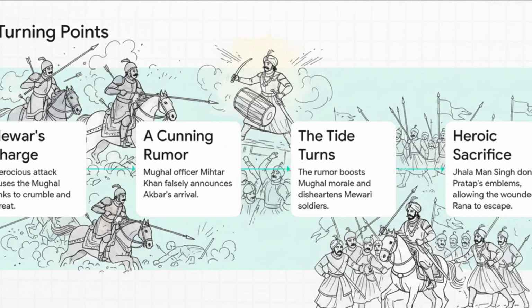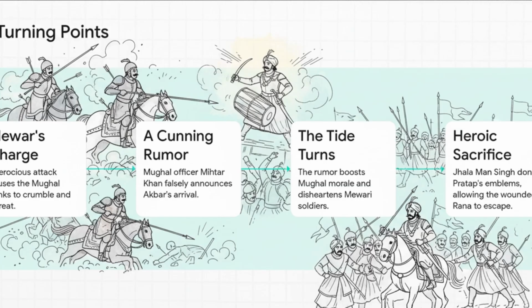First, Mewar's initial charge was just devastating. They smashed the Mughal vanguard, their flanks crumbled, and they started to retreat. For a second, it looked like this impossible victory was actually going to happen. But then came a really clever trick. A Mughal officer started beating his drums and shouting that Emperor Akbar himself was arriving with reinforcements. Now, it wasn't true, but it worked perfectly.